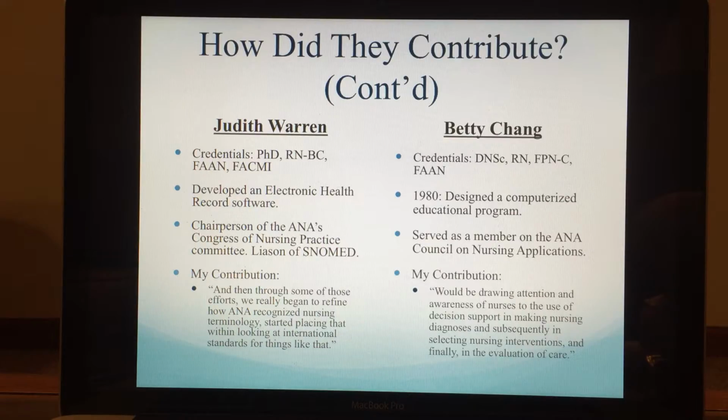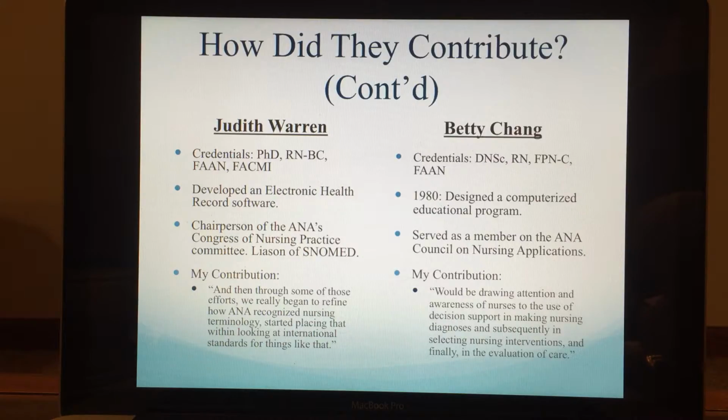Judith was a very active member in terms of committees and responsibilities. It started back in 1994 when she was appointed chairperson of the ANA's Congress of Nursing Practice Committee. That led to what she believed was her contribution to nursing informatics. Judith explains, quote, "And then through some of those efforts, we really began to refine how ANA recognized nursing terminology. Started placing that within looking at international standards for things like that," end quote.